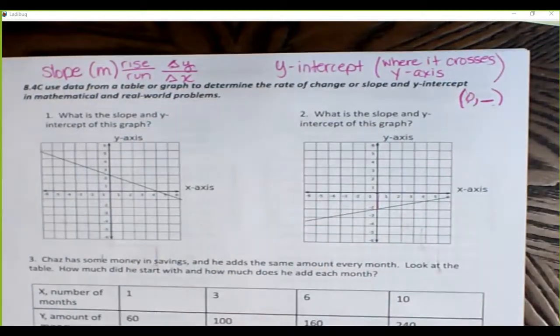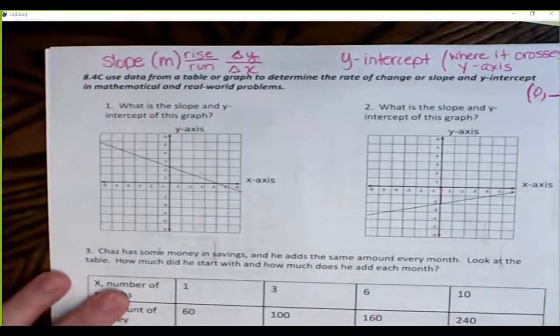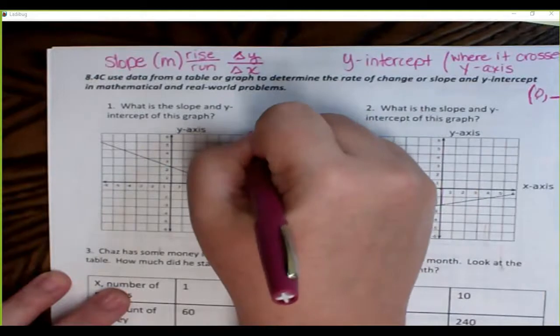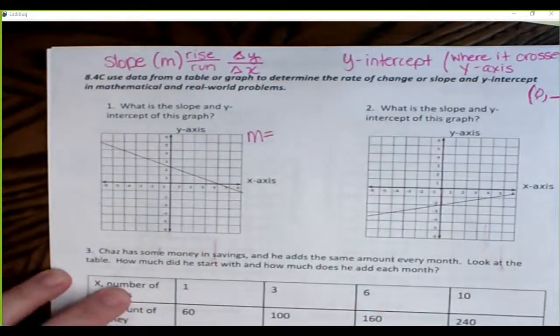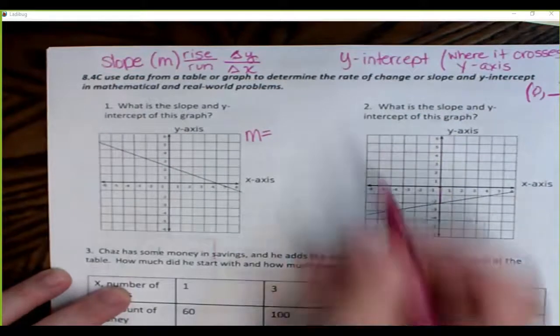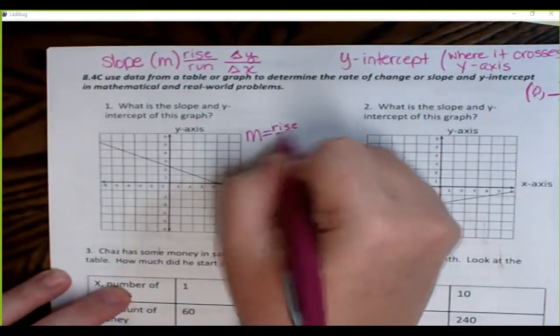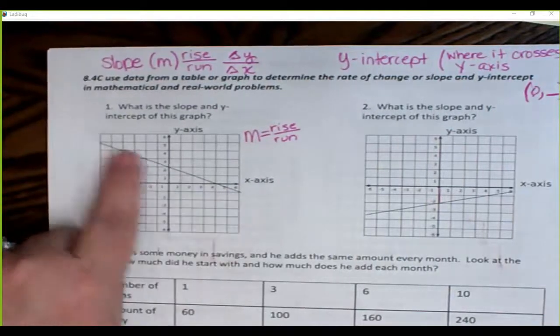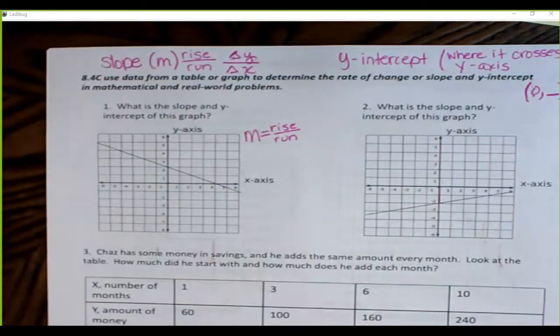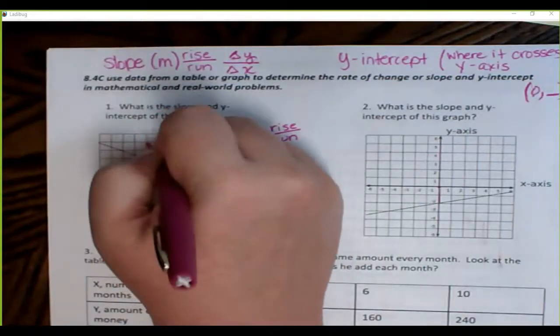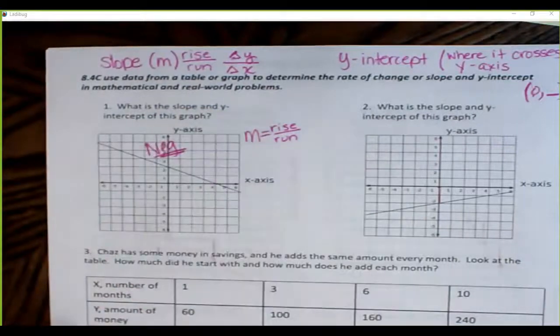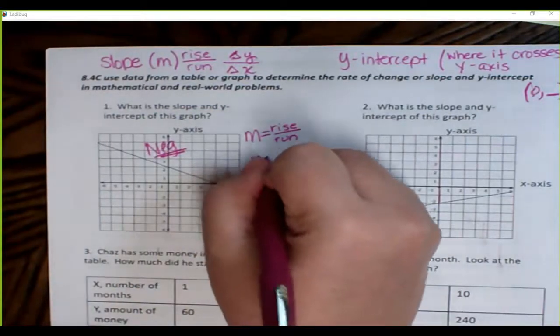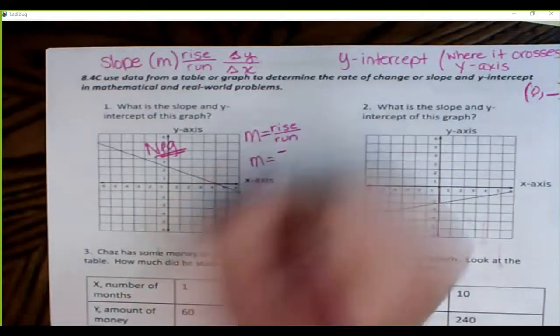All right, so let's look at number 1. They want us to identify the slope and the y-intercept. All right, so slope, m equals, how do we find slope from a graph? Rise over run. What's the first thing you should notice about this line? It's going down. So what kind of slope goes down? Negative. Remember how we would write that on there? Negative. So I know automatically my slope is going to be a negative number.